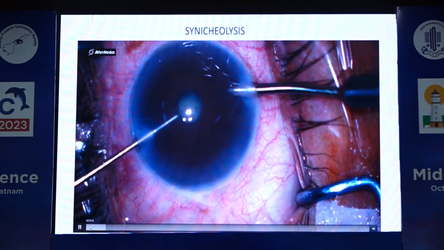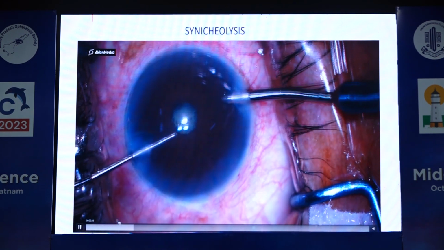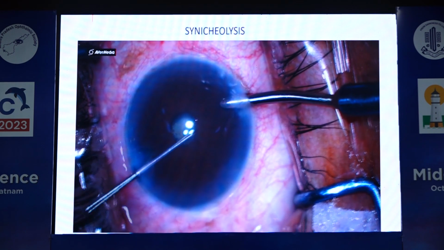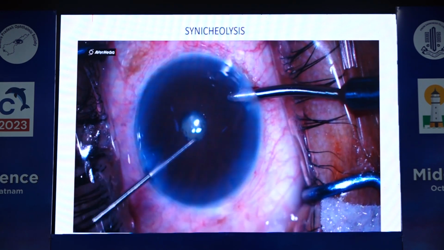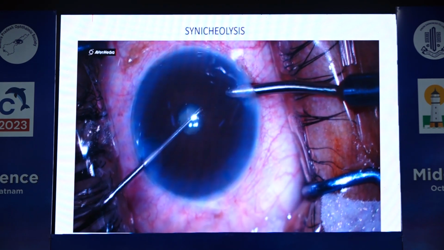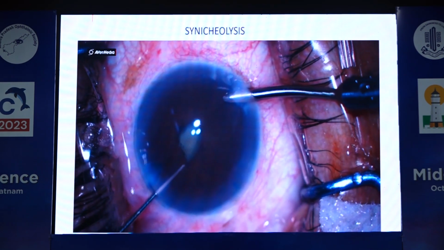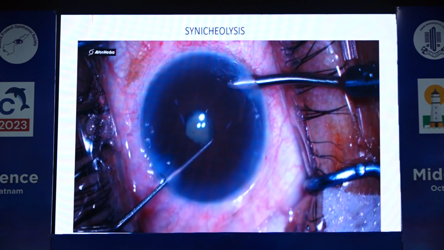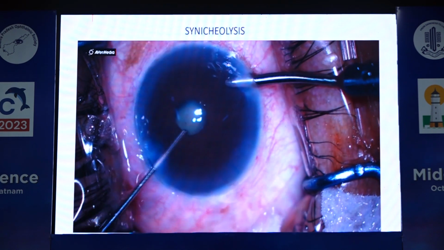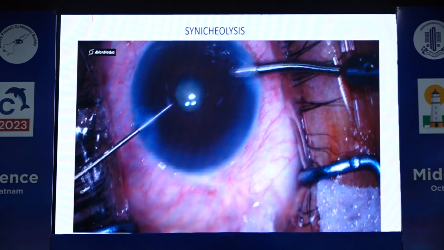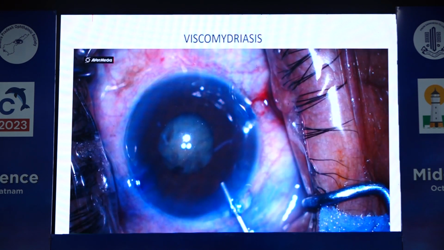So always remove the synechiae before proceeding with the surgery. This is a case of angle closure glaucoma with a history of prior trabeculectomy. As you can see, the synechiae are being released under irrigating solution because once you inject visco, as you all know, the staining of the capsule will not take place.